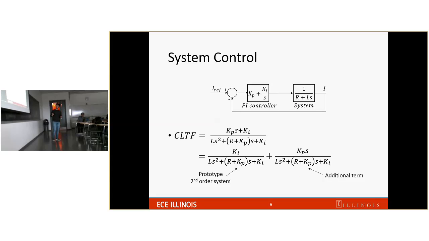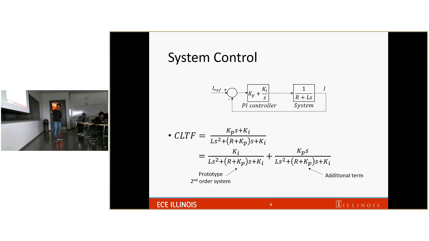Now I'm going to talk about system control. This is the block diagram of the current controller. This is the PI controller, and this is the system. The reason I have R plus Ls is that a wire winding, the coil with an E core, will usually have resistance and inductance. R is pretty much fixed because of the coil winding, and there is the inductance L. So that's why I have the R plus Ls term in here.